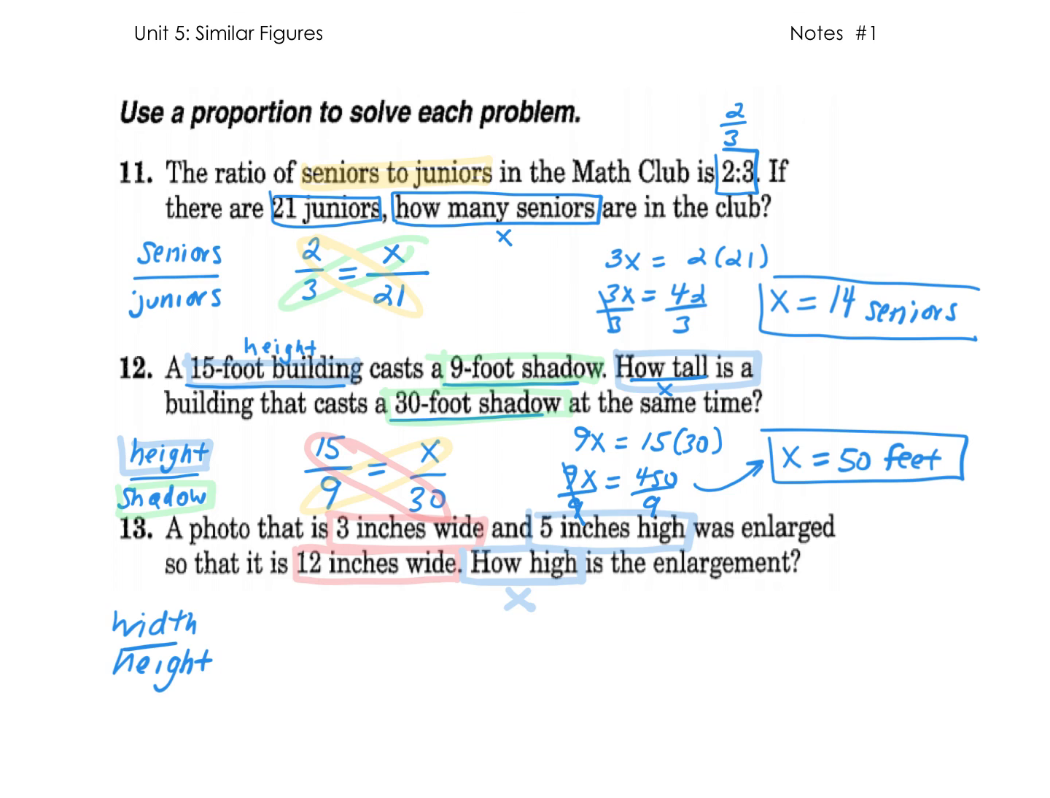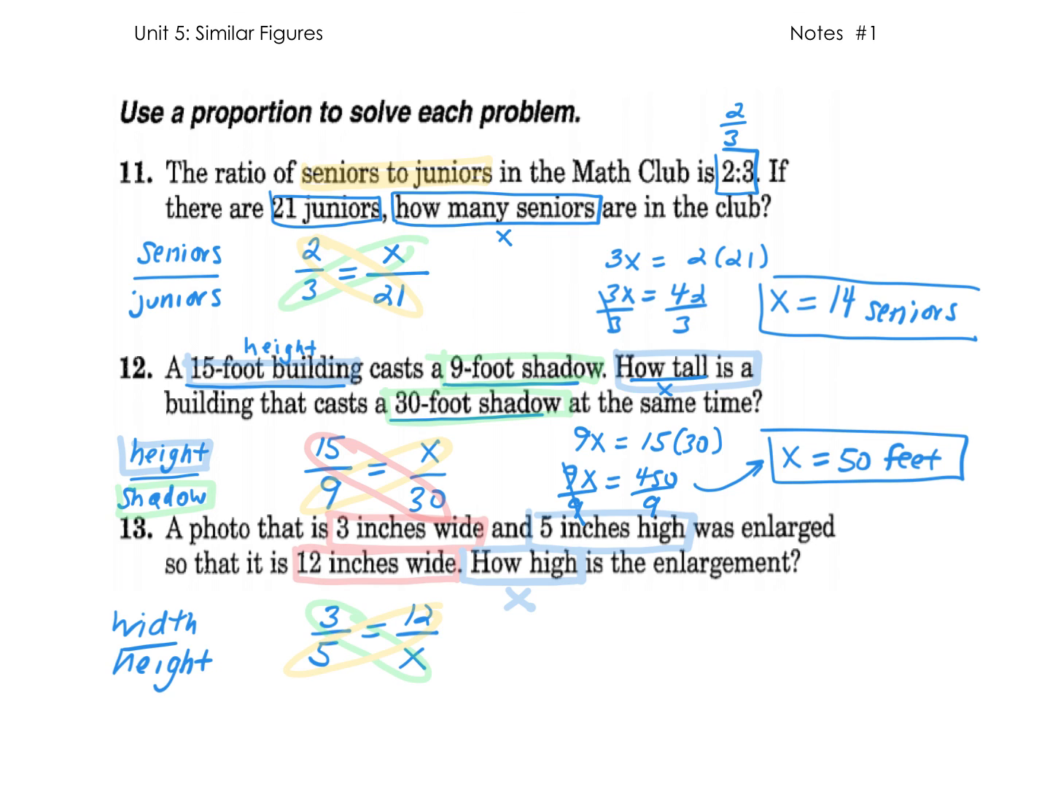So just be consistent, all right? So if you're doing width to height, you want to compare 3 inches wide to 5 inches high, because those two go together for the original. So width over height. And on the enlargement, it's 12 inches wide, but we don't know the height. And you can use an h for height if you wish, but just sticking with x, it's a little bit easier.